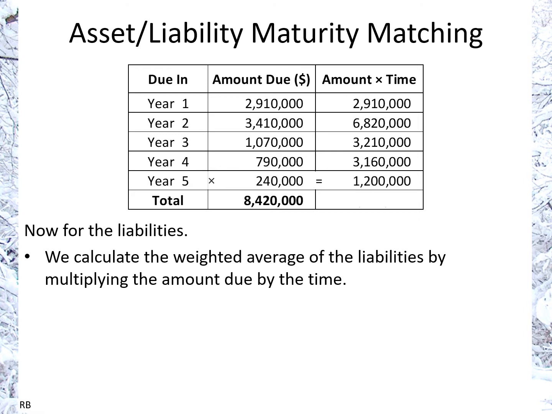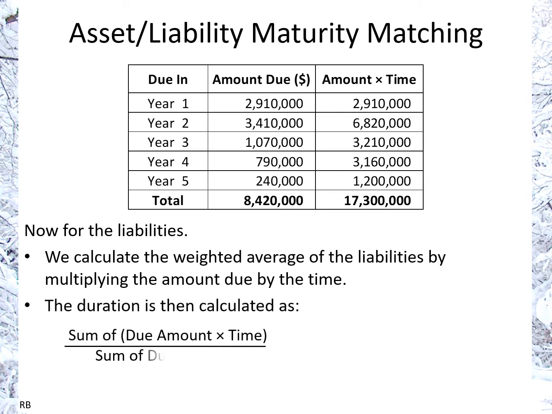At the end, we're going to sum that total, and that's going to give us the total amount due times the time, the weighted, that would be the overall total. So how do we calculate the weighted average? The duration would be the sum of the due amount times the time, which we have here, divided by the sum of the due amounts. So we have 17.3 million divided by 8.42 million, and that gives us 2.05 years.